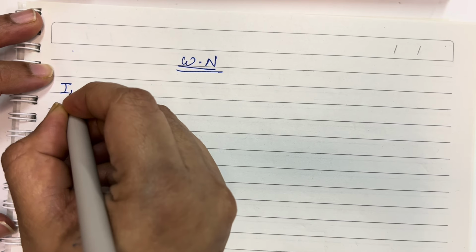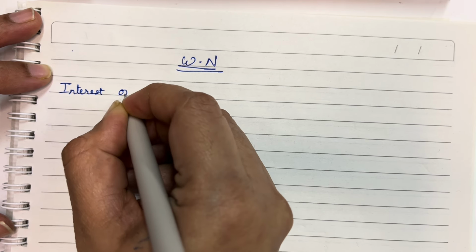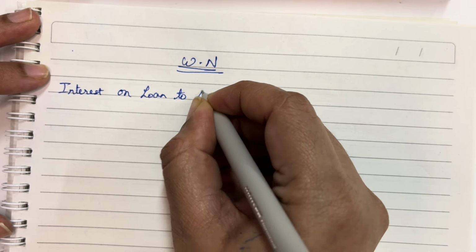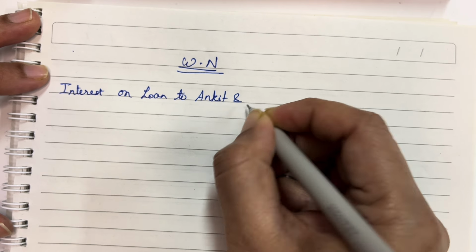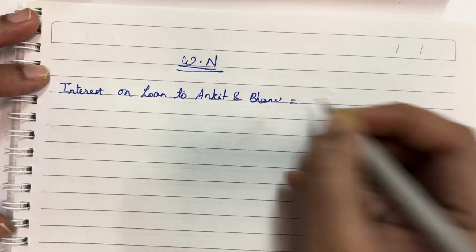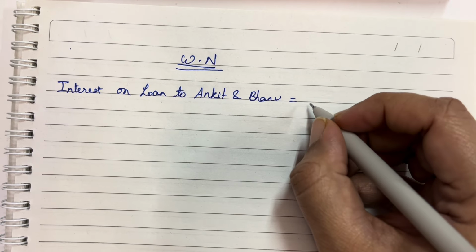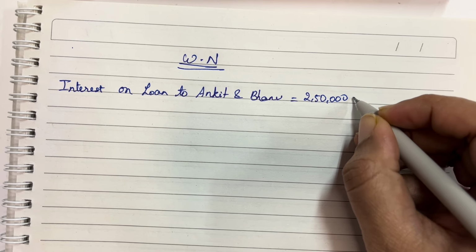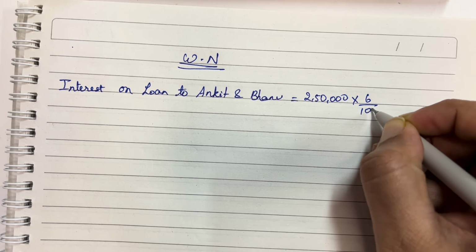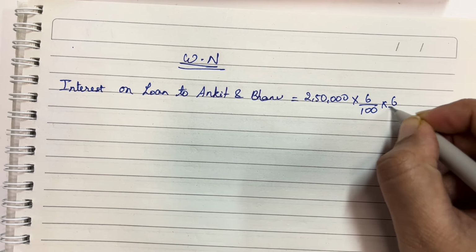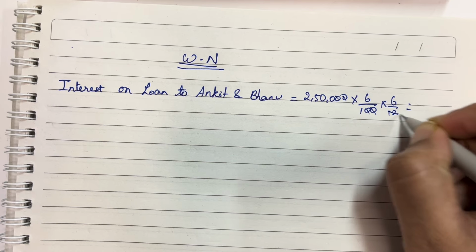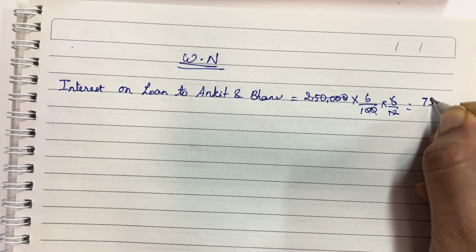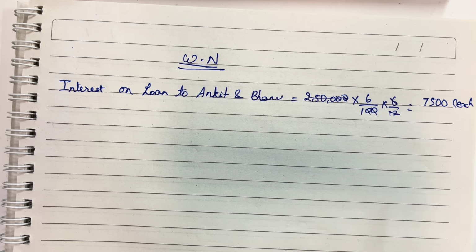First one would be interest on loan to Ankit and Bhanu. This interest on loan is got by the firm. So how much did they pay? Ankit and Bhanu have given loans of 2,50,000 each to the firm. The rate of interest is 6% and it's for 6 months. So 6 by 12. So it would be 7,500 each.